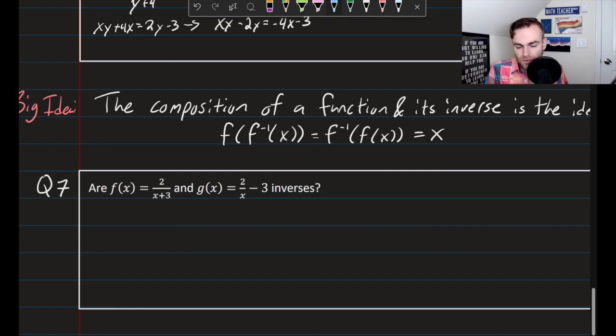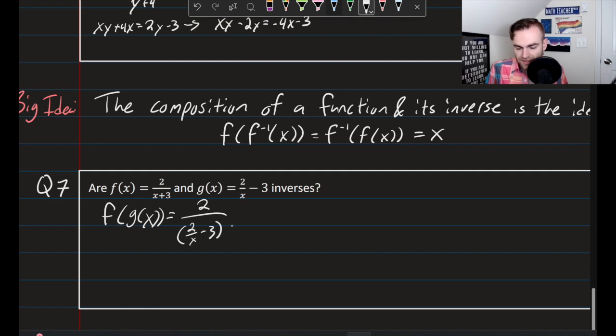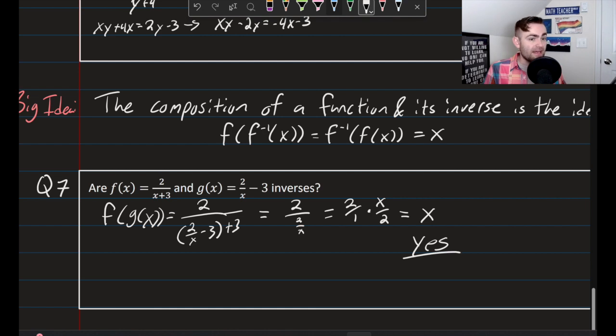So what we're going to do is we're going to do f of g of x, which is equal to 2 over x, take away 3, plus 3. It's pretty easy to see that the minus 3 and the plus 3 would cancel, leaving us with 2 over x. Here's where you would multiply by the reciprocal, keep, change, flip if you will. So that would be equal to 2 over 1 times x over 2, which is x. So yes, they are inverses, and that is why.